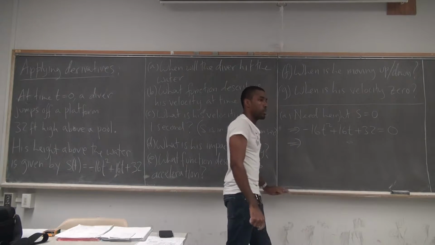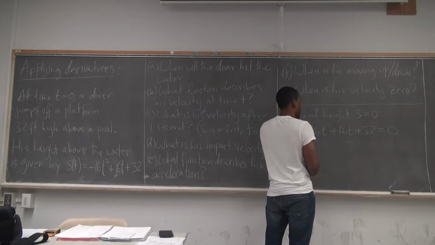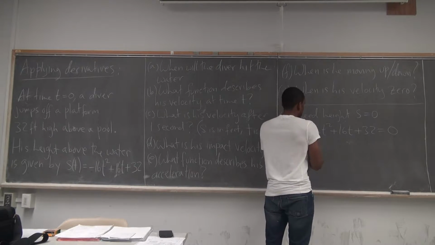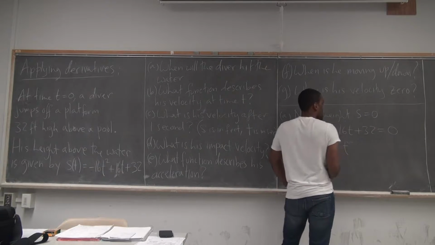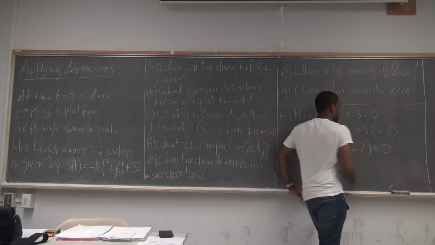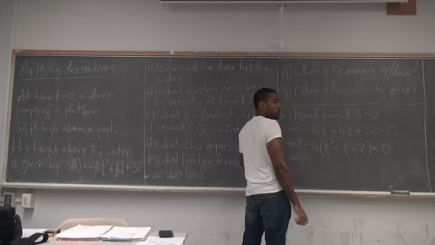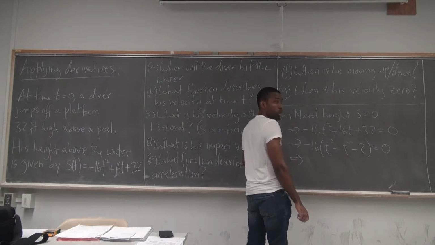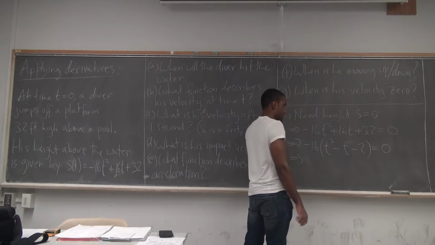How do I solve that? Factor out what? 16. So let's factor out a minus 16 to make it a little nicer. This is t squared minus t minus 2 equals 0. How do I continue? What does this become here?